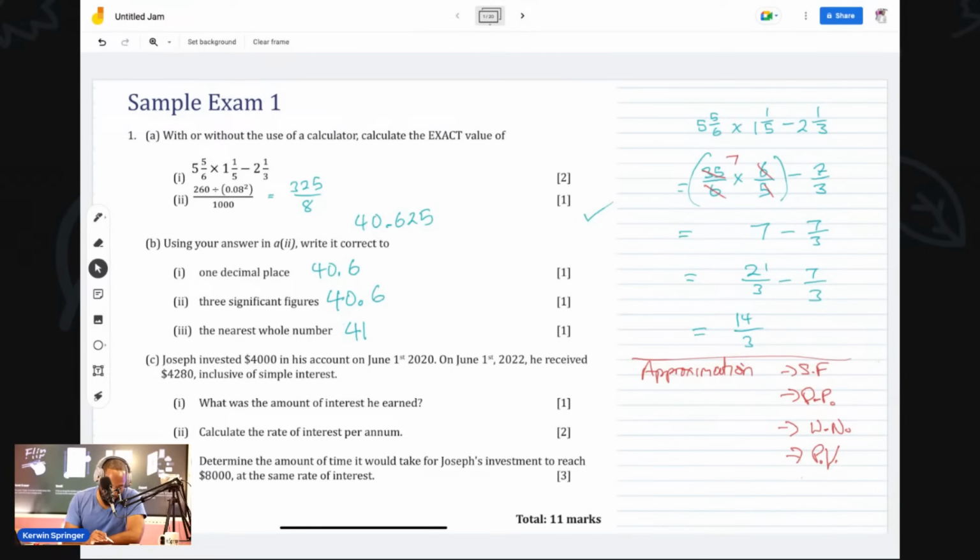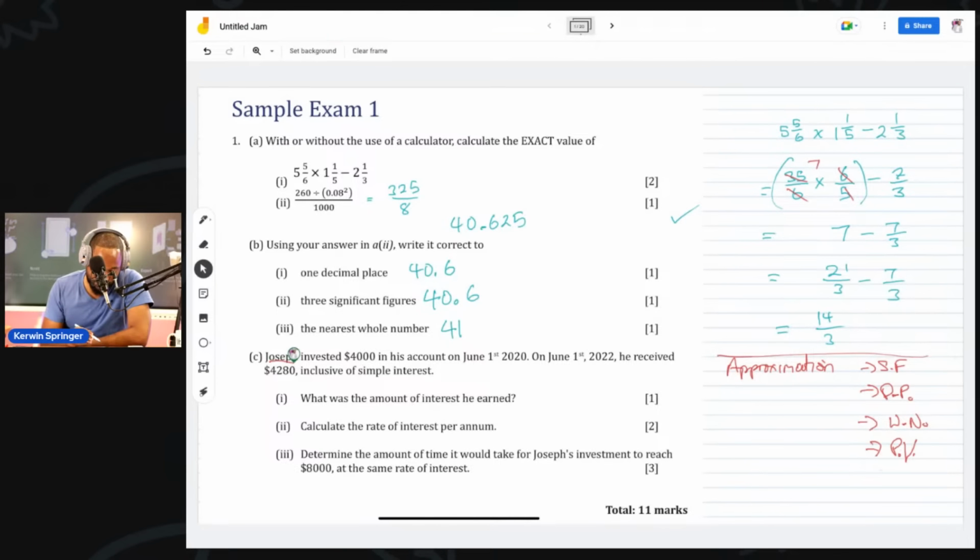So the next part of question 1 is consumer arithmetic, and let's see what they have in store for us. I might have to be switching between page 1 and page 2, but I'm on page 1 right now, so stick with me. So Joseph invested 4,000 in his account on June the 1st, 2020. On June the 1st, 2022, he received this amount inclusive of simple interest. So this is his full amount, and we see the principal being included here. He started off at 4,000. This is his principal, 4,000, plus $280 interest.